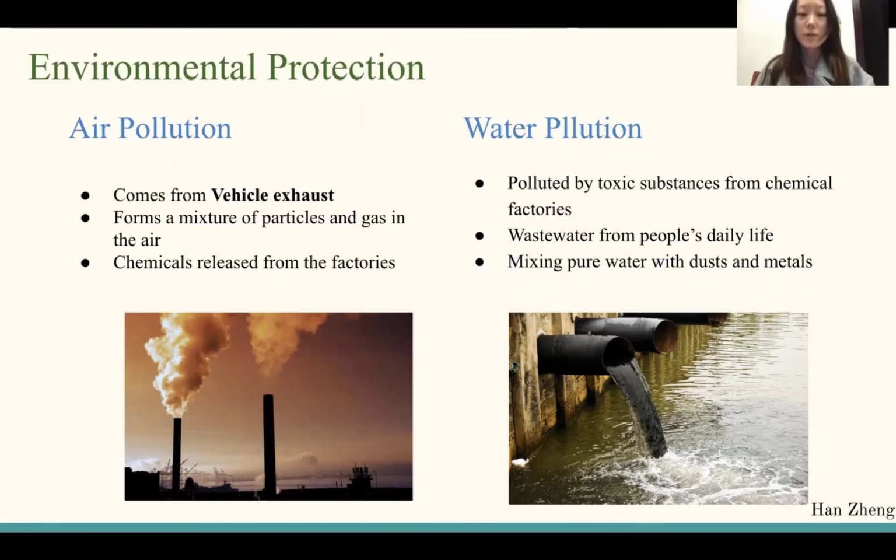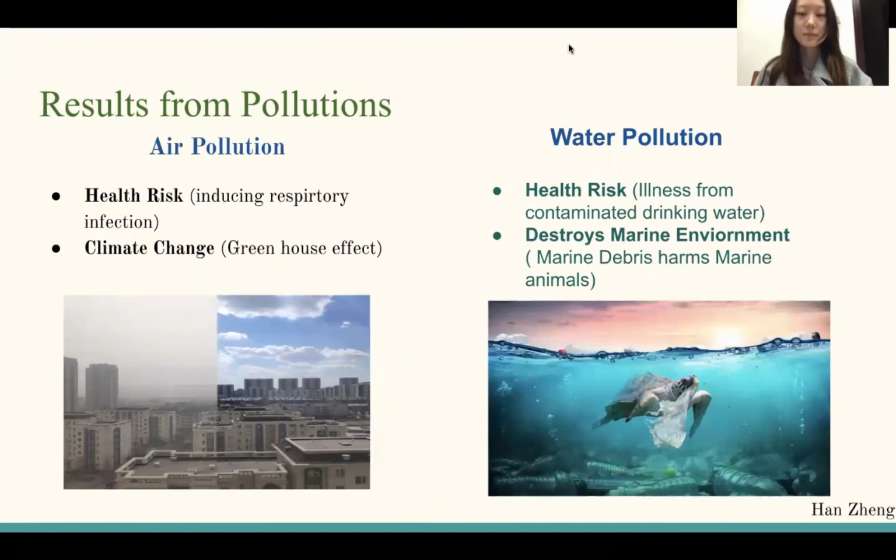Air pollution mostly comes from car emissions and chemical release from factories, forming a mixture of particles and gas in the air. Water pollution mainly comes from water polluted by toxic substances from chemical factories and wastewater from people's daily lives, which mix with pure water with dust and metals. Those two pollutions are the most serious environmental issues in the world now. Next one, please.